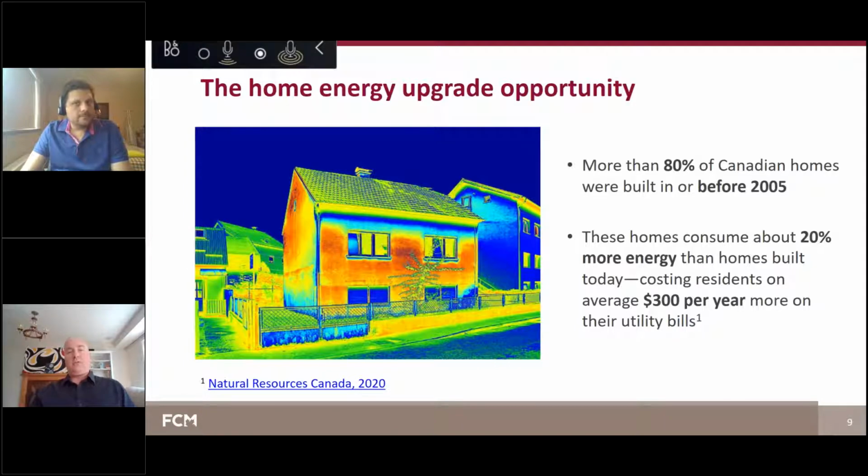So the home energy upgrade opportunity: one would be to obviously decrease energy use within the housing stock of Canadians. With that, of course, we're looking to decrease greenhouse gases as well as carbon. The second one is to really decrease the cost on their utility bills. And at this point now, we'll listen to Marco as he digs deeper into the community efficiency financing program delivered by FCM through the Green Municipal Fund.